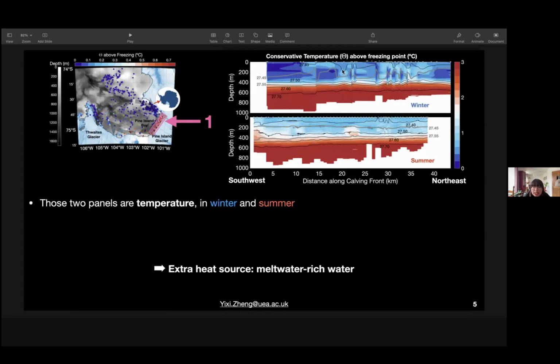And I plotted the wintertime transect and then the summertime transect shaded by the conservative temperature above freezing again. You can see that in summertime, the water is generally warmer than in winter for the upper ocean. And again, that is something that we're expecting. But something that we are not expecting is that there are some light blue patches here, relatively warm columns, in these dark blue patches.